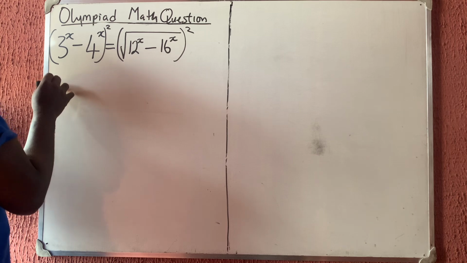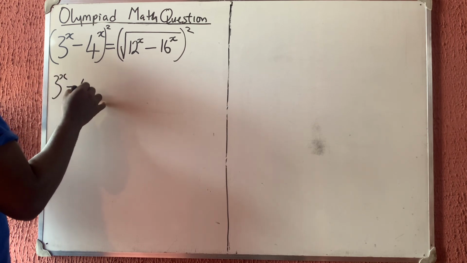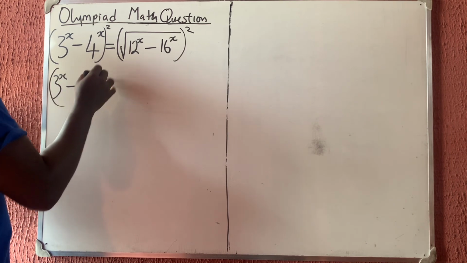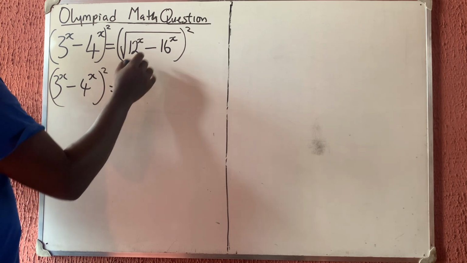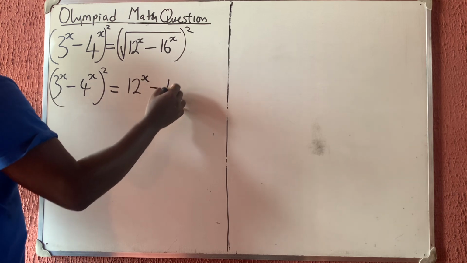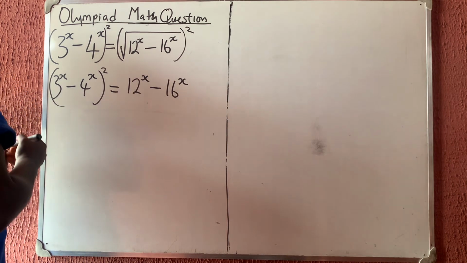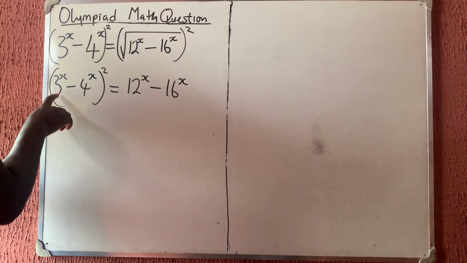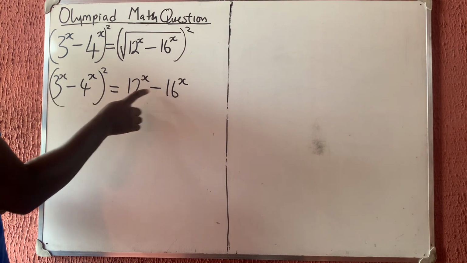I'm going to have that (3^x − 4^x)² is equal to what? Squaring takes care of the square root. So I'm left with 12^x − 16^x. Okay. Now, this one is in 3 and 4, so let us try to reduce this to be in terms of 3 and 4.